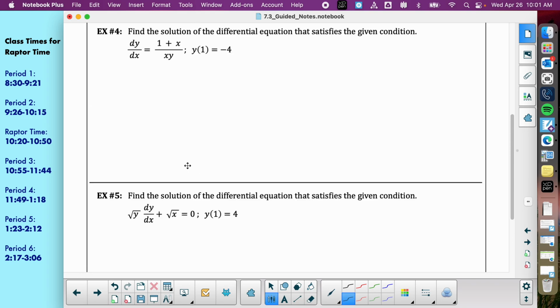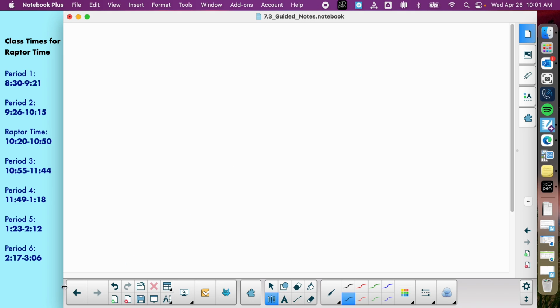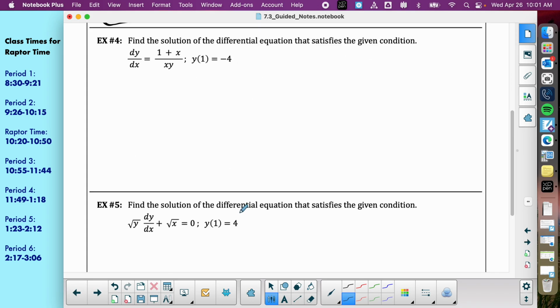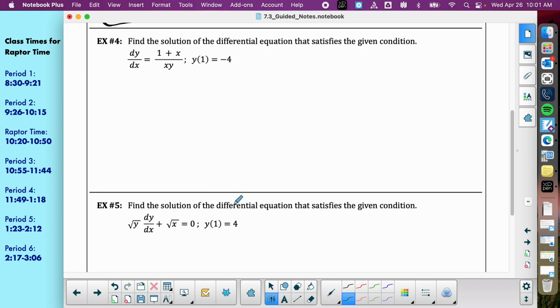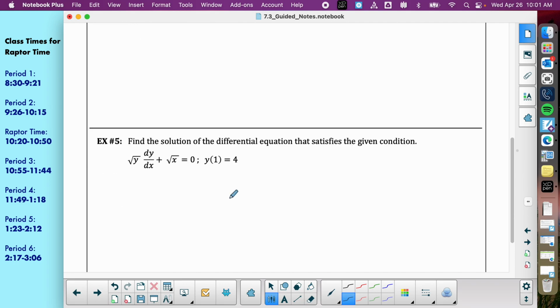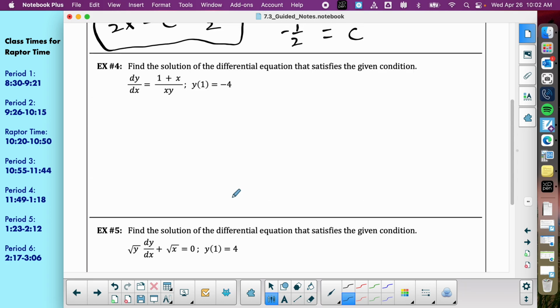I'm trying to find one that gives natural log again. Oh, that's it. Which one should we try? 4? Is that because it looks easier? Oh, I thought we would pick the harder one. Oh, okay, that's actually good.